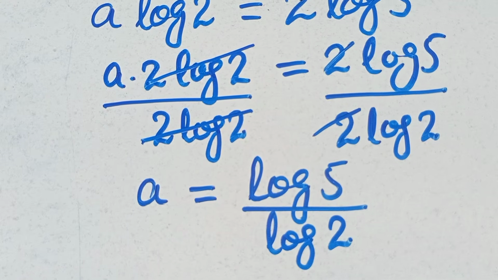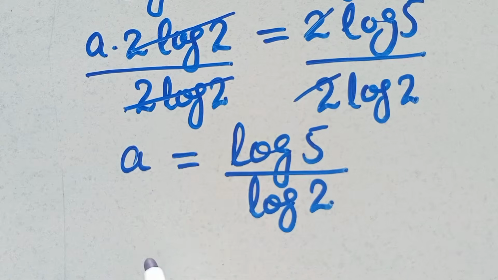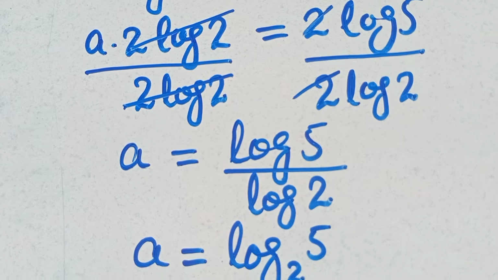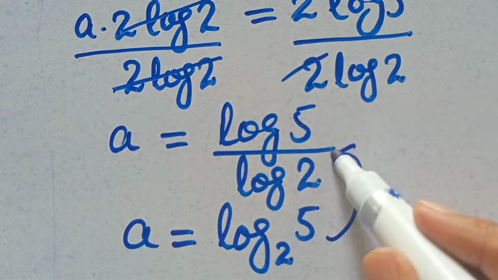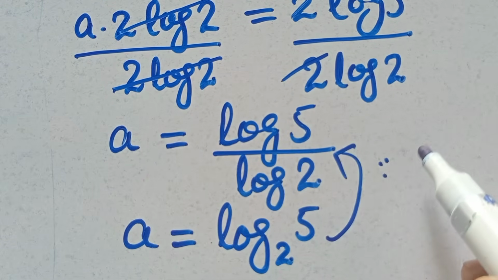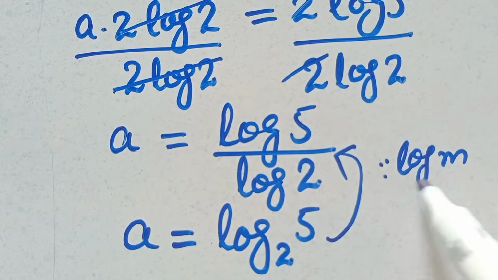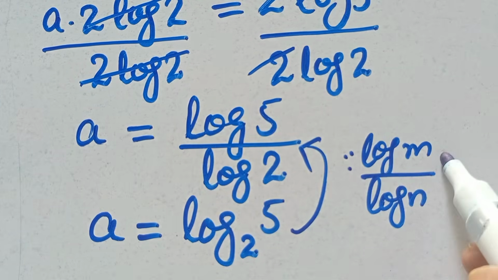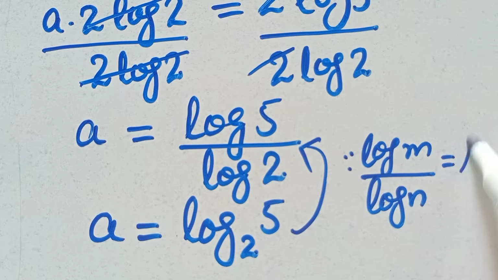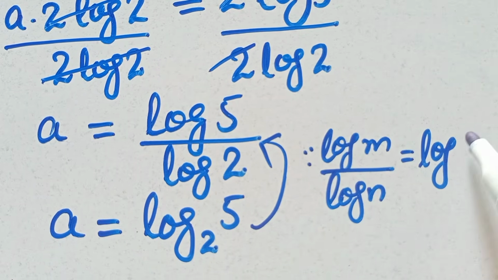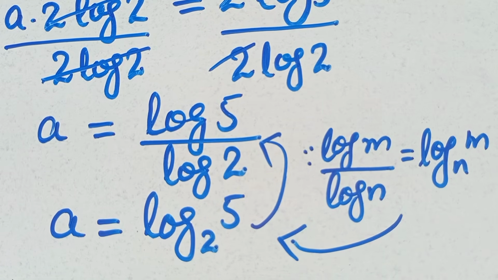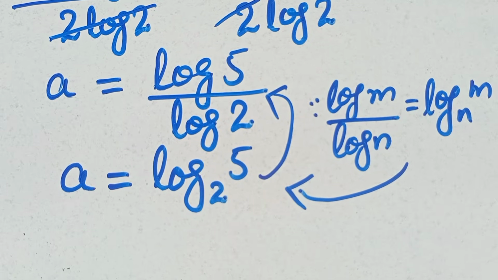Further simplifying this, we can write a equals, if we have log m upon log n, we can write it as log m to the base n. We have used another law of logarithm, that is, if we have log m upon log n, we can write it as a single log, that is log m to the base n. We have used this law of logarithm in order to simplify the right hand side, and we have got a equals log 5 to the base 2.